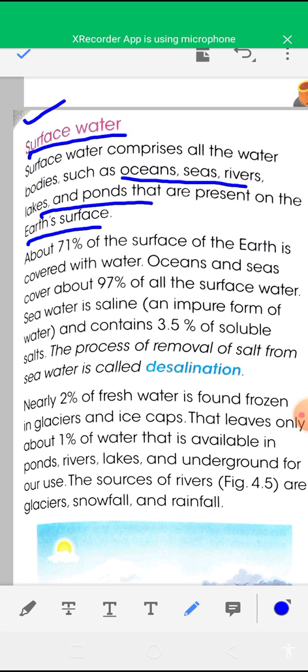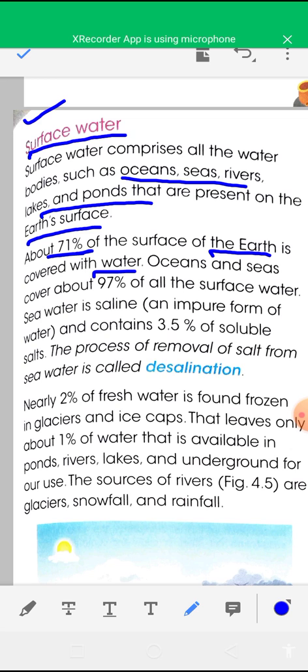About 71% of the surface of the earth is covered with water.